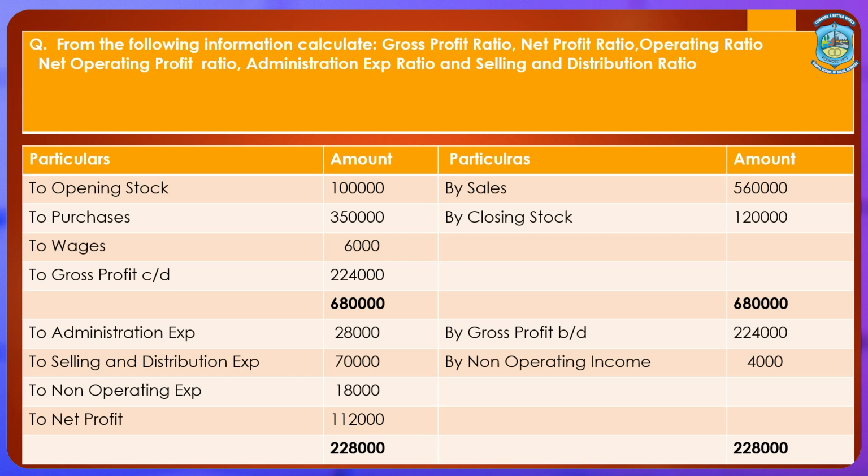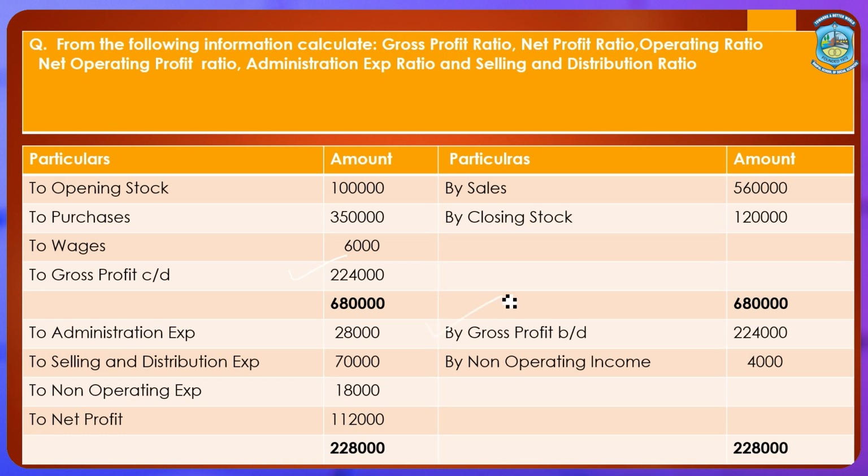If you could see in the debit side, they have given us opening stock, that is rupees 1 lakh, purchases 3,50,000, wages 6,000, and in the credit side they have given us sales, that is 5,60,000, and closing stock, that is 1,20,000. The total of credit is more than the total of debit. That is the reason we have gross profit amounting to 2,24,000. This gross profit will be transferred to the credit side of profit and loss.